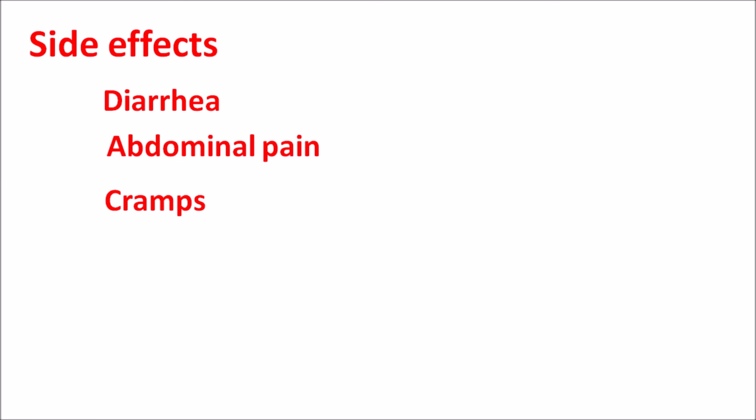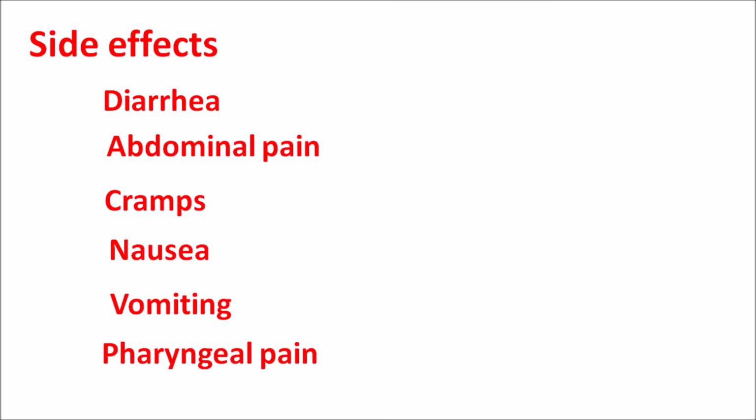The important side effects of colchicine are mainly related with the gastrointestinal system. It can produce diarrhea as one of the important side effects. It can also result in abdominal pain, cramps, nausea, vomiting, and even it can produce some pharyngeal pain. All these are well controlled and mainly observed with higher dose of colchicine.